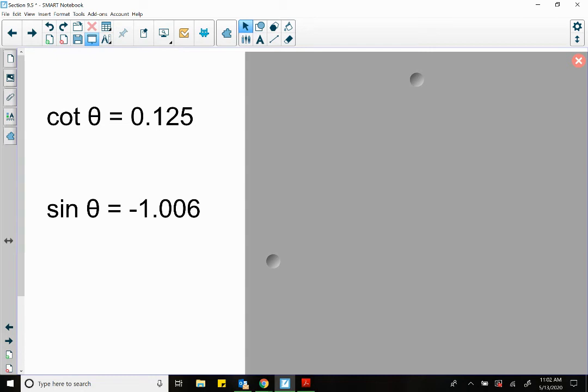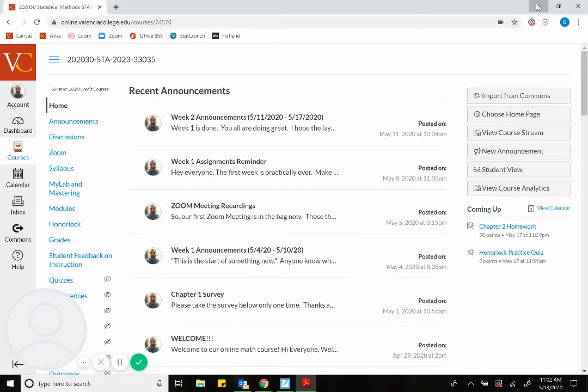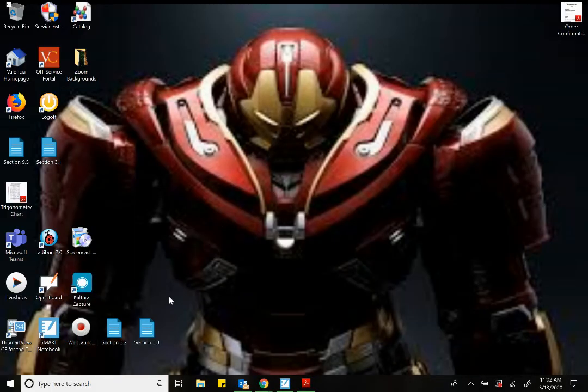So this is kind of a precursor to what we talk about. It's called inverse trig, okay? So we want to figure out what is cotangent of 0.125, okay? And we want to figure out what is sine when it's negative 1.006. All right. So let's bring up our calculator. And this is the last piece of 9.5.